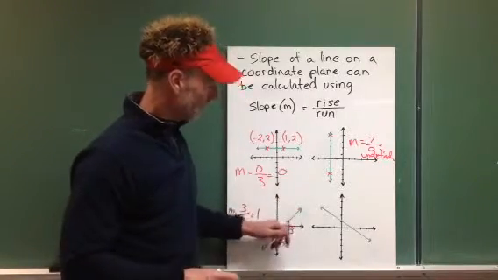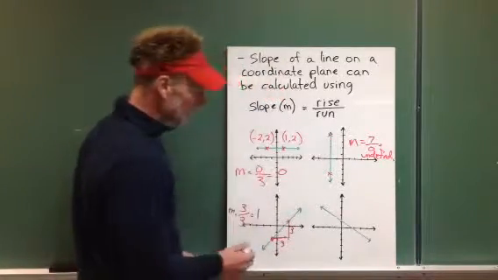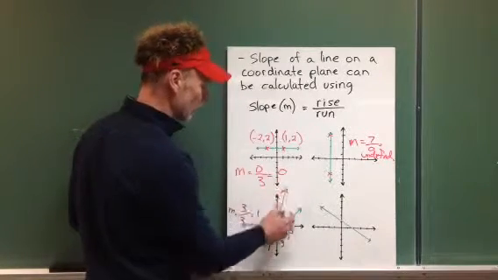In other words, for every 1 we go over, we'll go up 1 as well. If I had a slope of 2, it means for every 1 I go over, I'd go up 2. So that would be a much steeper line.